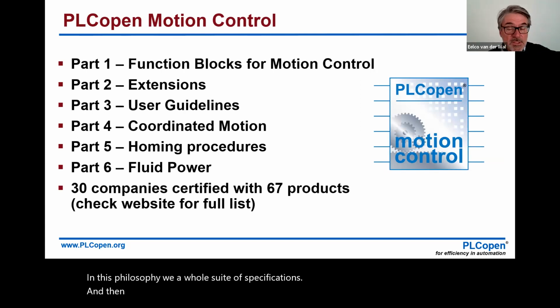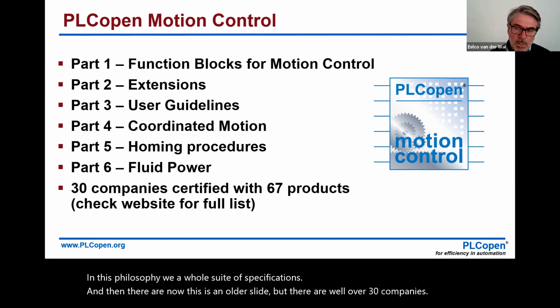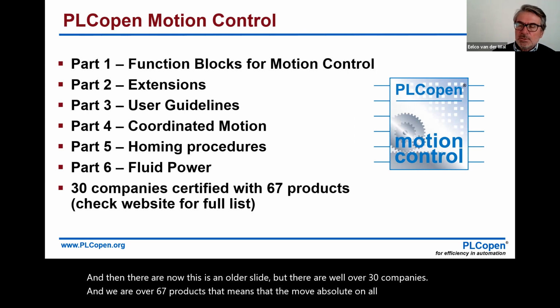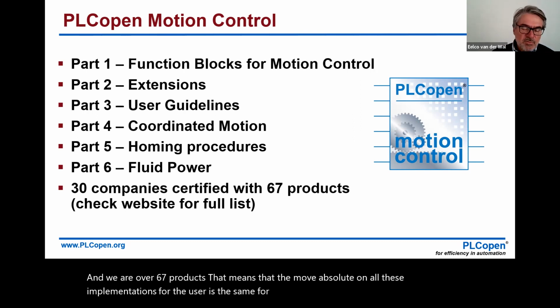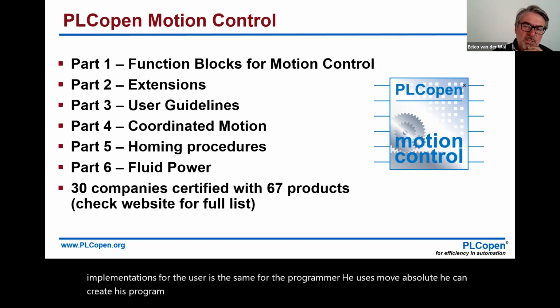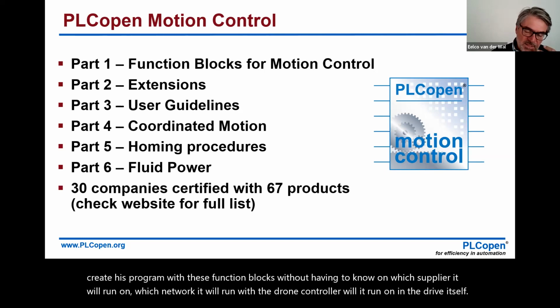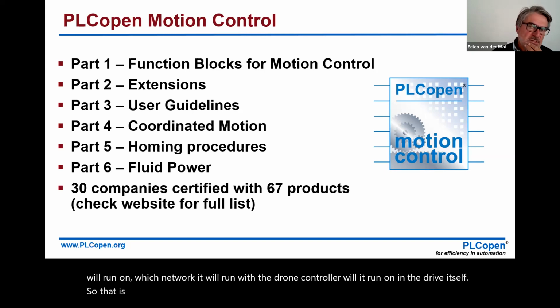There are now, this is an older slide, well over 30 companies and we are well over 67 products. That means that the move absolute on all these implementations is the same for the user, for the programmer. He uses move absolute. He can create his program with these function blocks without having to know on which supplier it will run, on which network it will run. Will it run on a controller? Will it run in the drive itself? So that is this abstraction that we have in that sense.